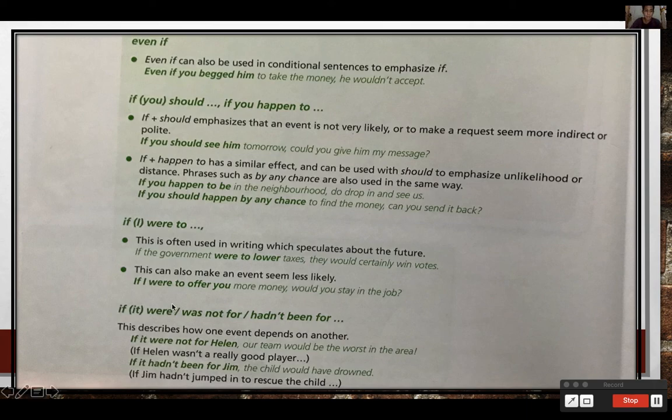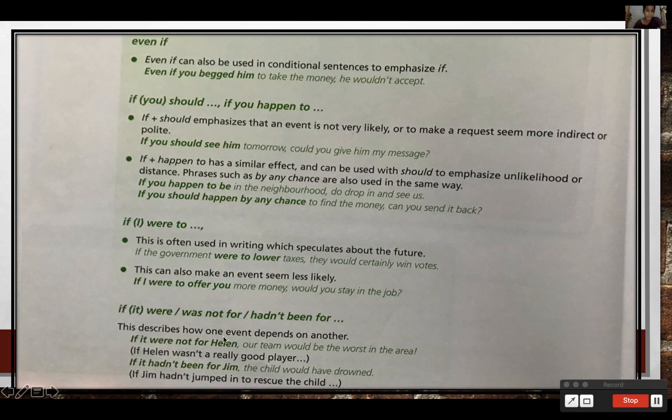Then we have, this can also make an event seem likely. If I were to offer you more money, would you stay in the job? Es como, si te ofreciera más dinero, ¿te quedarías en el trabajo? Okay?